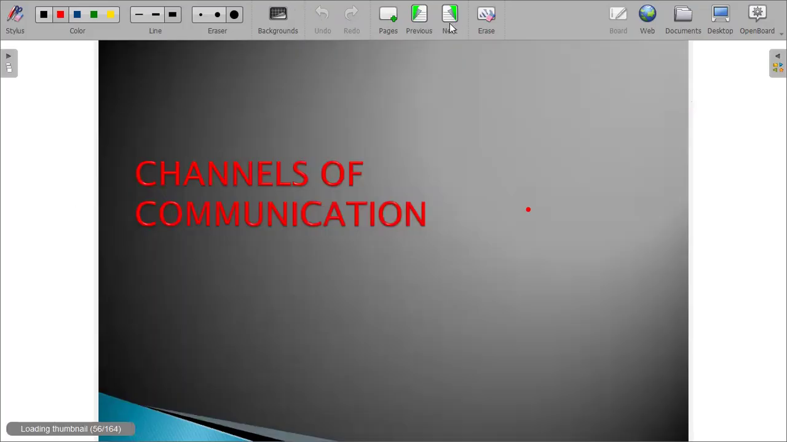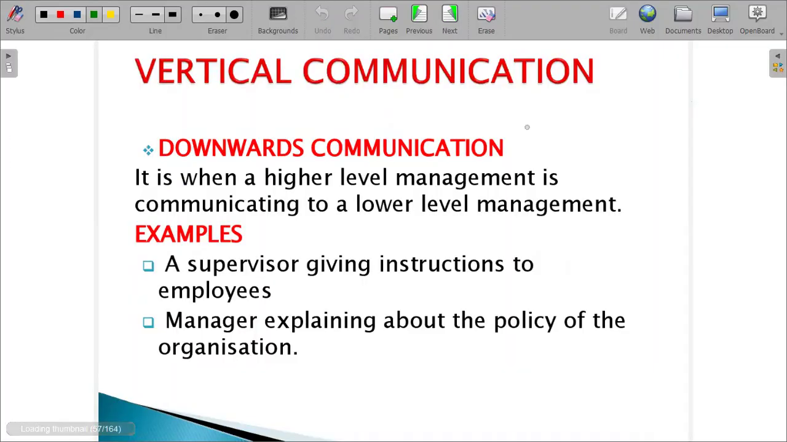All right. I'm going to move on to different channels of communication within an organization. You can find that in an organization, there are different channels of communication that are used in order to achieve organizational goals. The first channel that I'm going to discuss is vertical communication. You remember a vertical line.